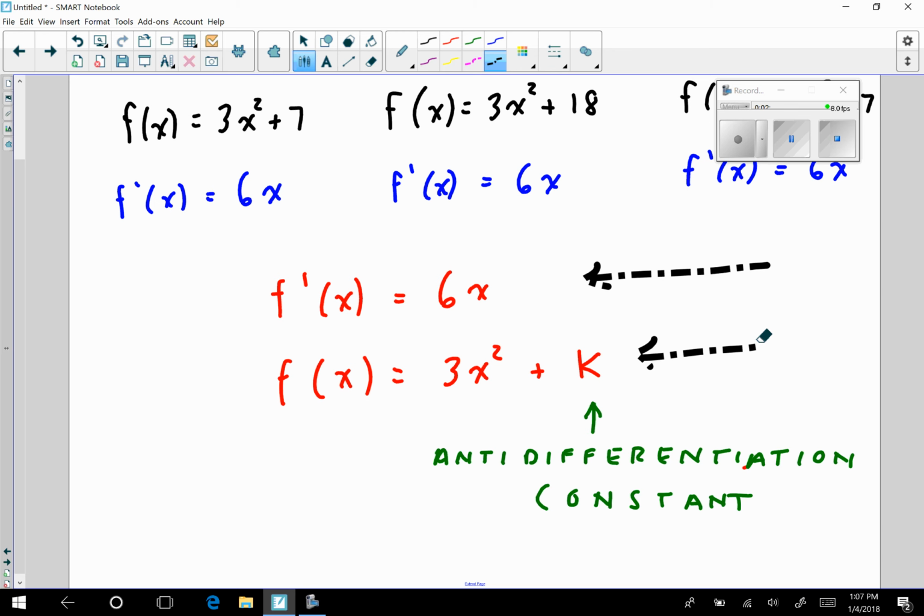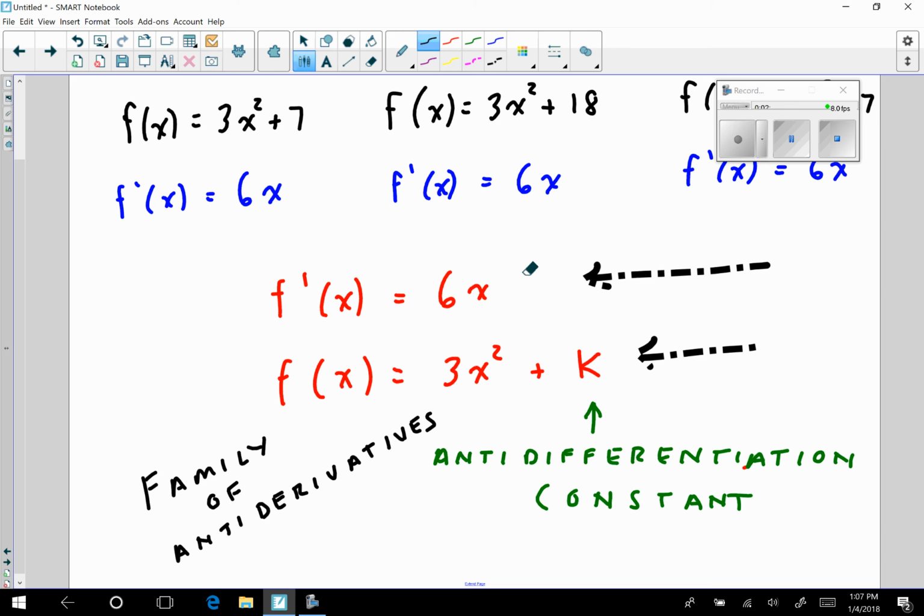And this gives me what we call the family of antiderivatives. This is the family of antiderivatives. That gives me all of the antiderivatives of 6x.